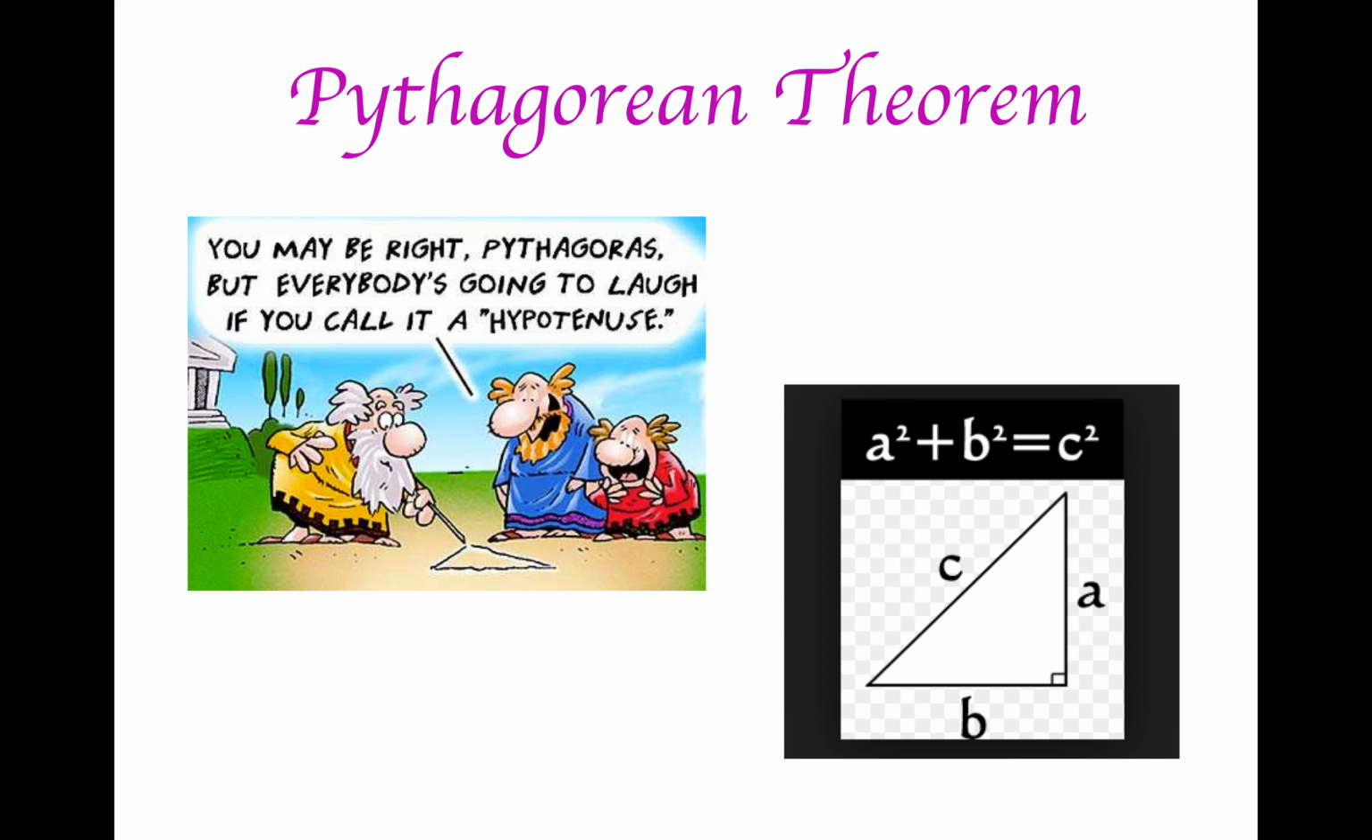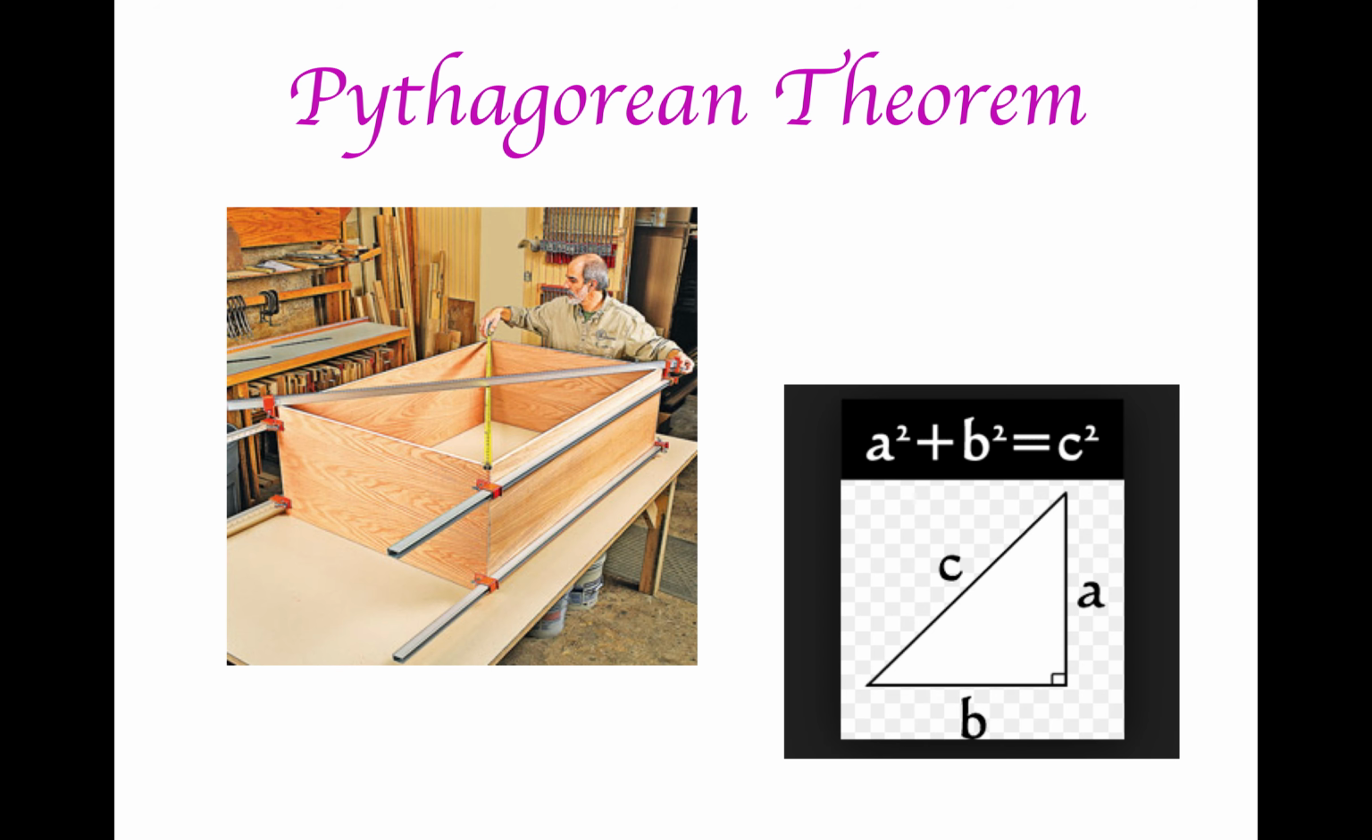One of the topics talks about the Pythagorean theorem. I'm sure you've seen this in previous math classes, and maybe it's been a while, but Pythagoras is the one who originated the formula that you see on the board right now. It's a squared plus b squared equals c squared, and it pertains to right triangles. What you may not realize is how it's used in everyday life.